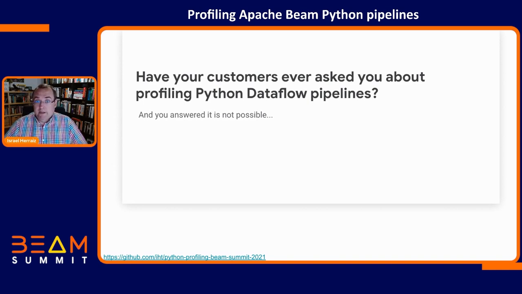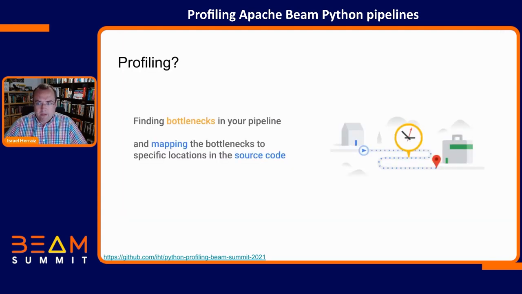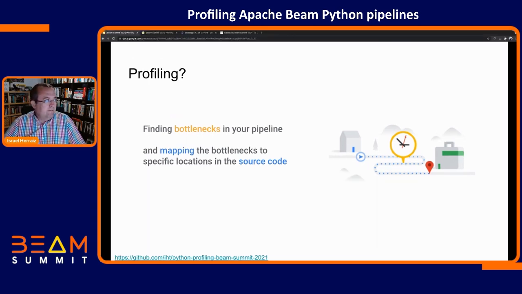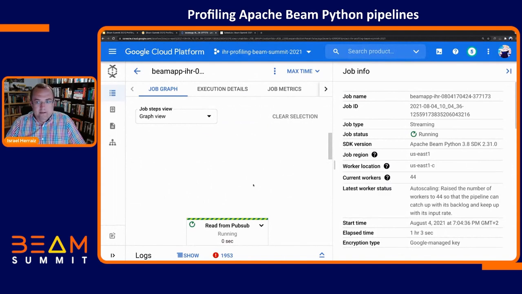So we're going to see today an example of a real pipeline that I have written, a sample pipeline, and how to find out where the pipeline has a performance bottleneck in order to improve it. Profiling is not only about finding bottlenecks, it's also about being able to locate these bottlenecks in the source code, okay? So for instance, I have here this running pipeline in Dataflow.